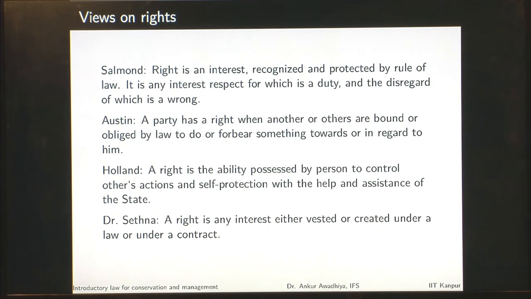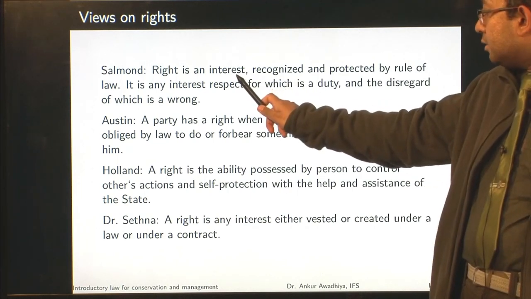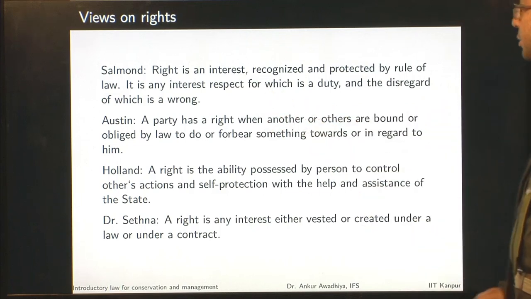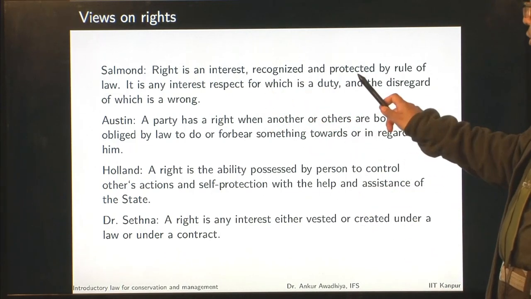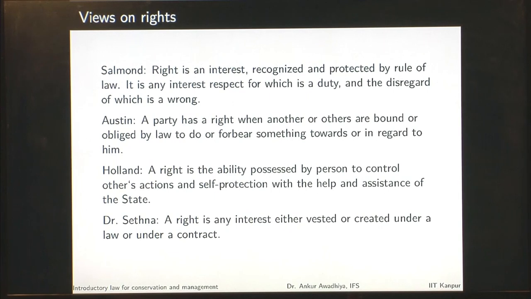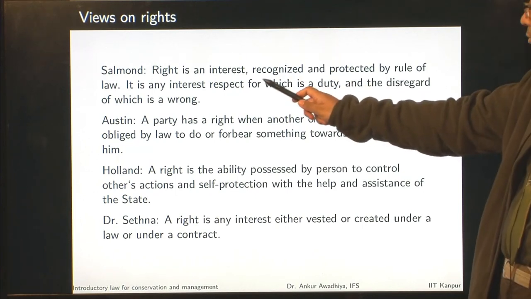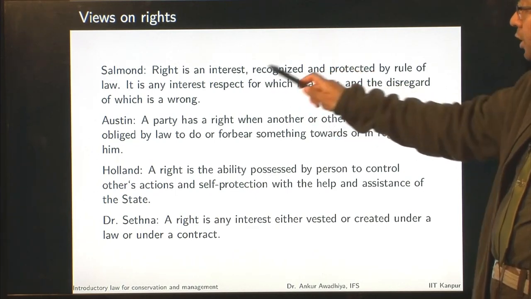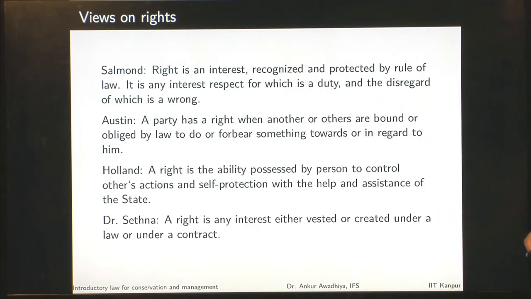So, these are the legal luminaries and these are their views on rights. Salmond says that right is an interest recognized and protected by rule of law. So, right is an interest over something. And this interest over something is recognized and protected by the rule of law. If you do not have the rule of law, or if you have a rule of law but it is not recognizing your interest in something, it is not protecting your interest in something, then it is not a right.